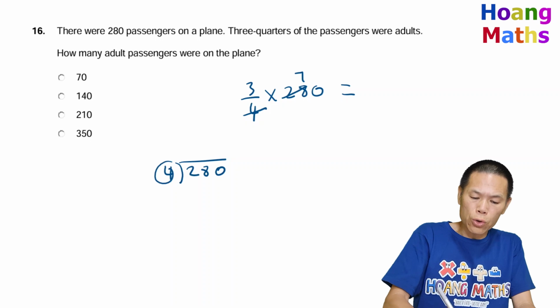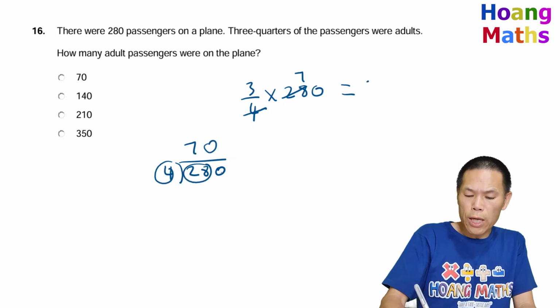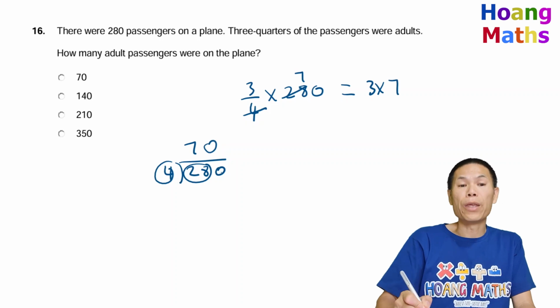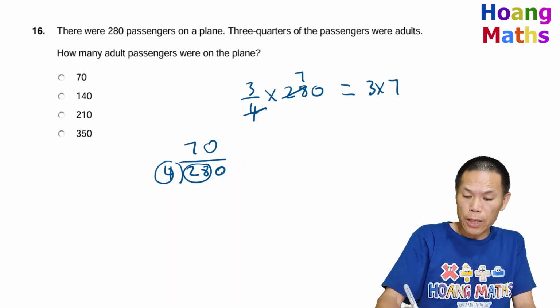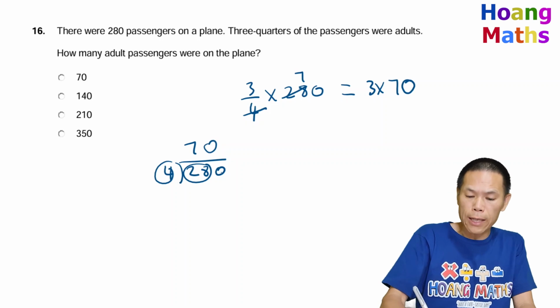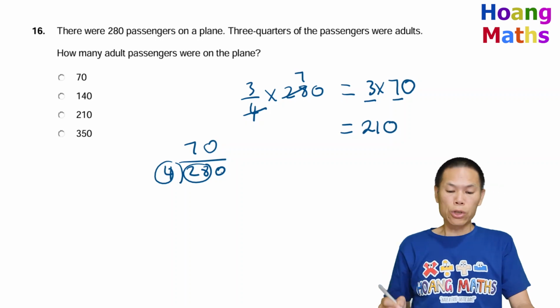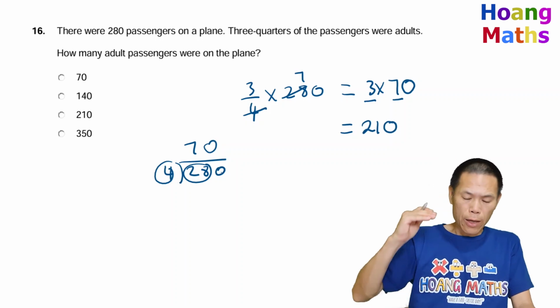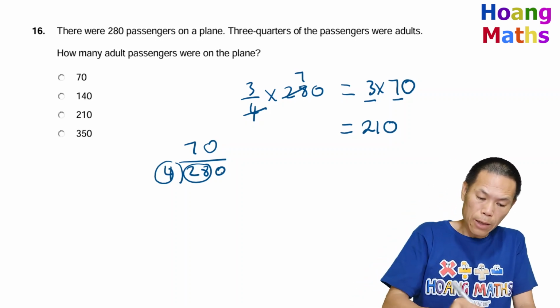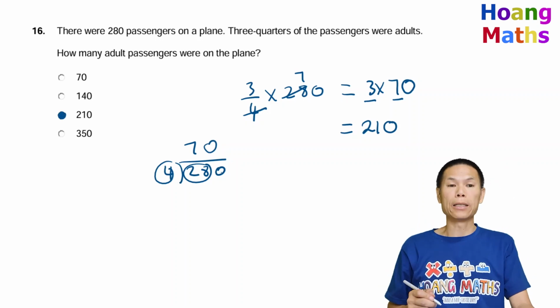Like this. So 4 goes into 28 is 7. You add a 0. So that means 3 times 7. And 3 times 7 is 21. But we times 70, don't forget. So the answer should give me 3 times 7 is 21. Add a 0. So 210 are adults. So that means here. That's the answer.